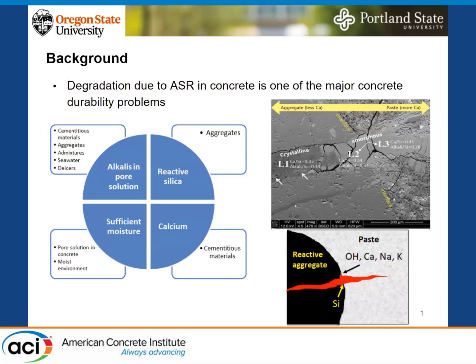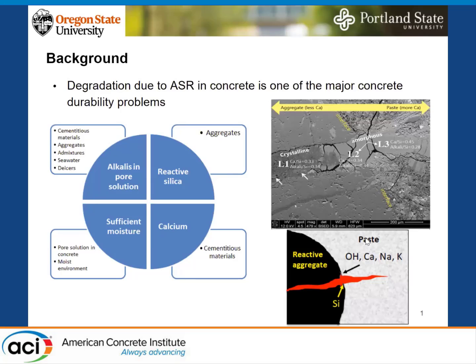First, let's start with a little bit of background. ASR happens in the concrete because of four main reasons. The alkalis in the pore solution of the concrete, the alkali hydroxides, interact with the reactive silica of the aggregates. In the presence of calcium and moisture, they can form an ASR gel. This ASR gel, in the presence of moisture, can propagate and put some tensile force on the concrete and eventually cause cracking.